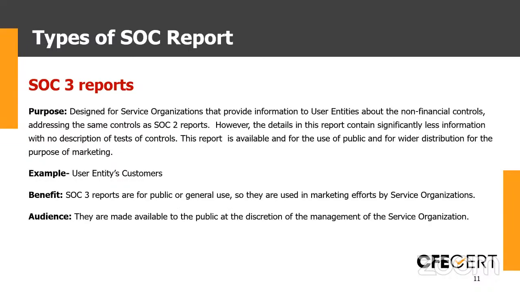Next we have SOC 3 reports. As we talked about, SOC 3 reports are very similar to SOC 2 reports, apart from the fact that we do not have the results of tests, which are generally in section 4 of the report. We have very limited information about the system of the service organization in section 3, and then we have sections 1 and 2 with the auditor opinion and the management assertions. The details captured in the report are very limited.